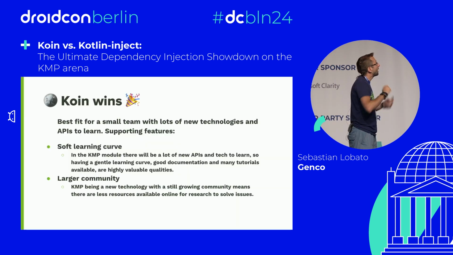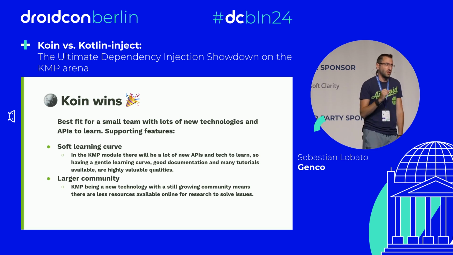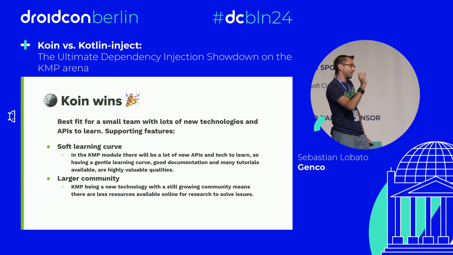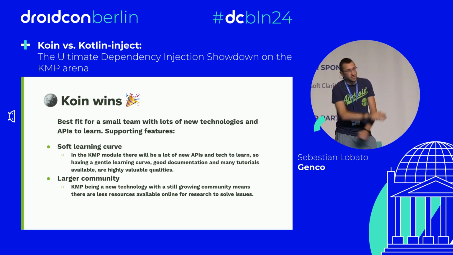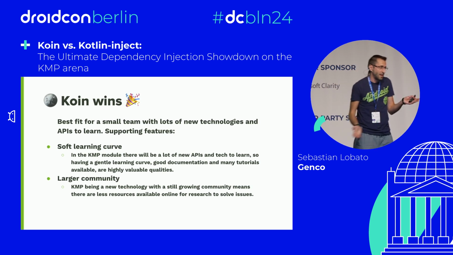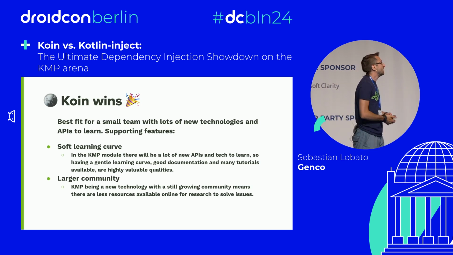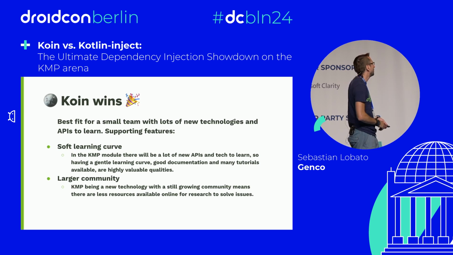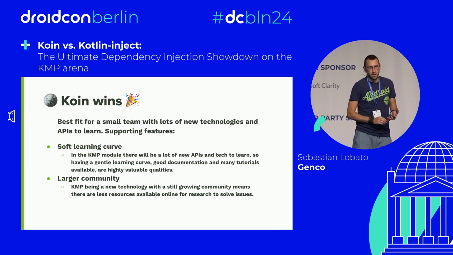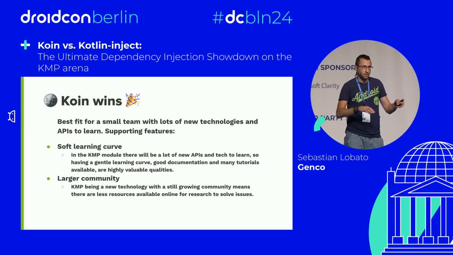Drum roll. For this project, we actually chose Koin because, like I said at the beginning, it's a small project. We also have an iOSer looking at the code base, and it's Kotlin multi-platform, which means a lot of new stuff and new APIs that almost nobody is used to. So in this case, the learning curve of Koin was easier for a newcomer, especially for somebody outside of Android. And a larger community will really help the other developers find solutions for these problems.